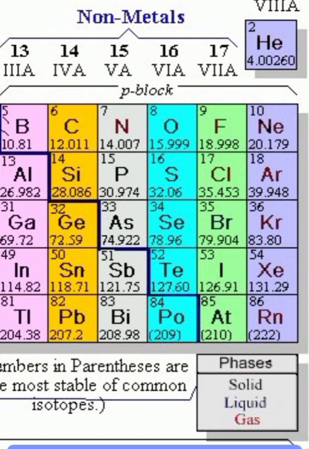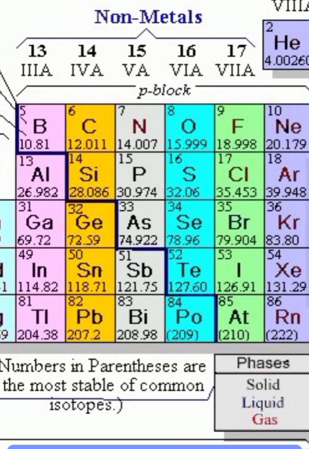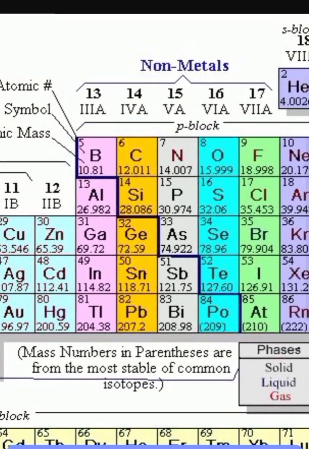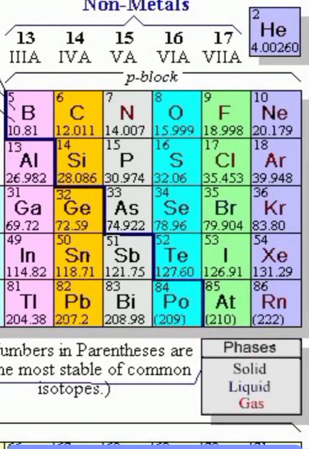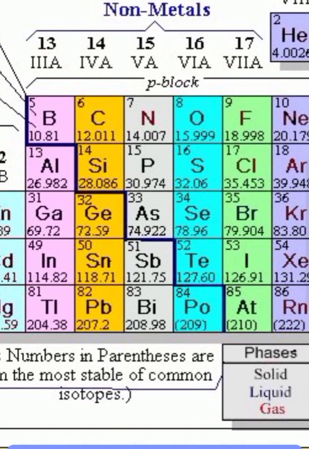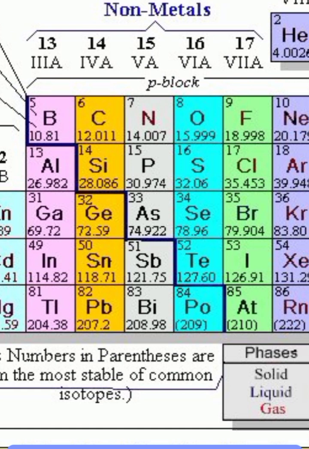Although helium is still s block. Take note, helium is still an s block element. It's not p block. Take note of that. That is an exception in this periodic table. Nobody is 100% perfect, so we still have to manage it.